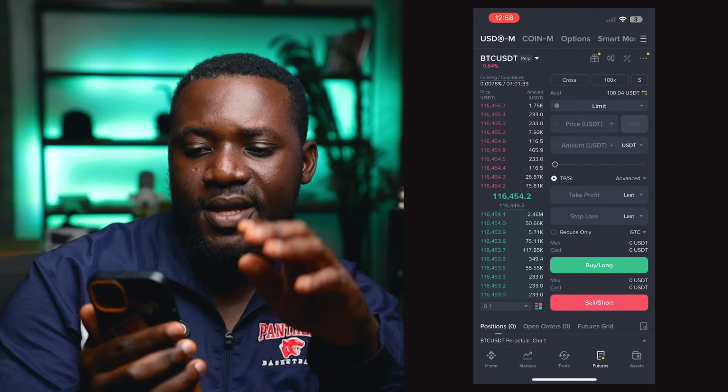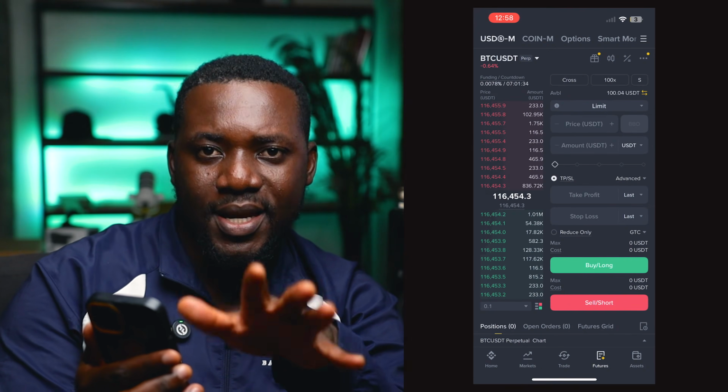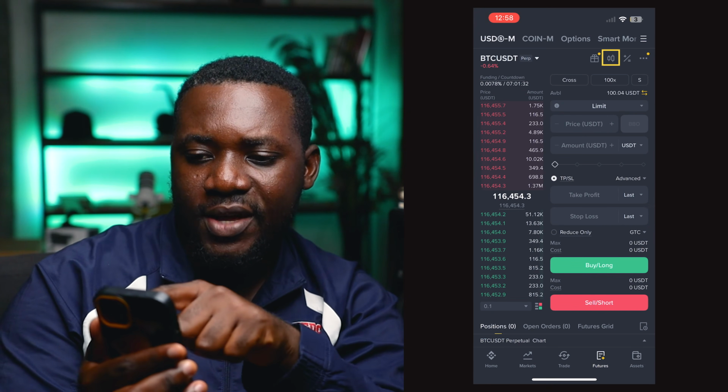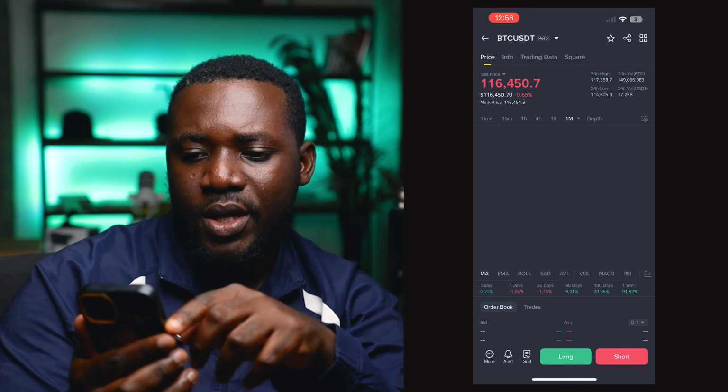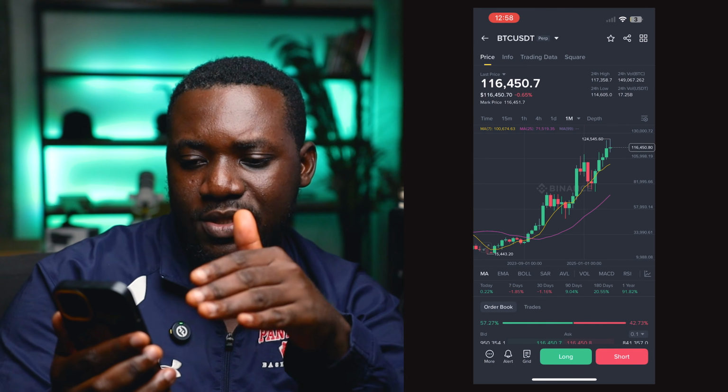Now, at this point, you understand how to place a trade and all of that. However, you don't understand how to analyze the market. So it's essential you understand analysis. There are inbuilt tools on the Binance app which you can use to analyze the market. So over here, if you tap on this particular icon, it will give you this analysis view. You'll be able to see the chart over here.